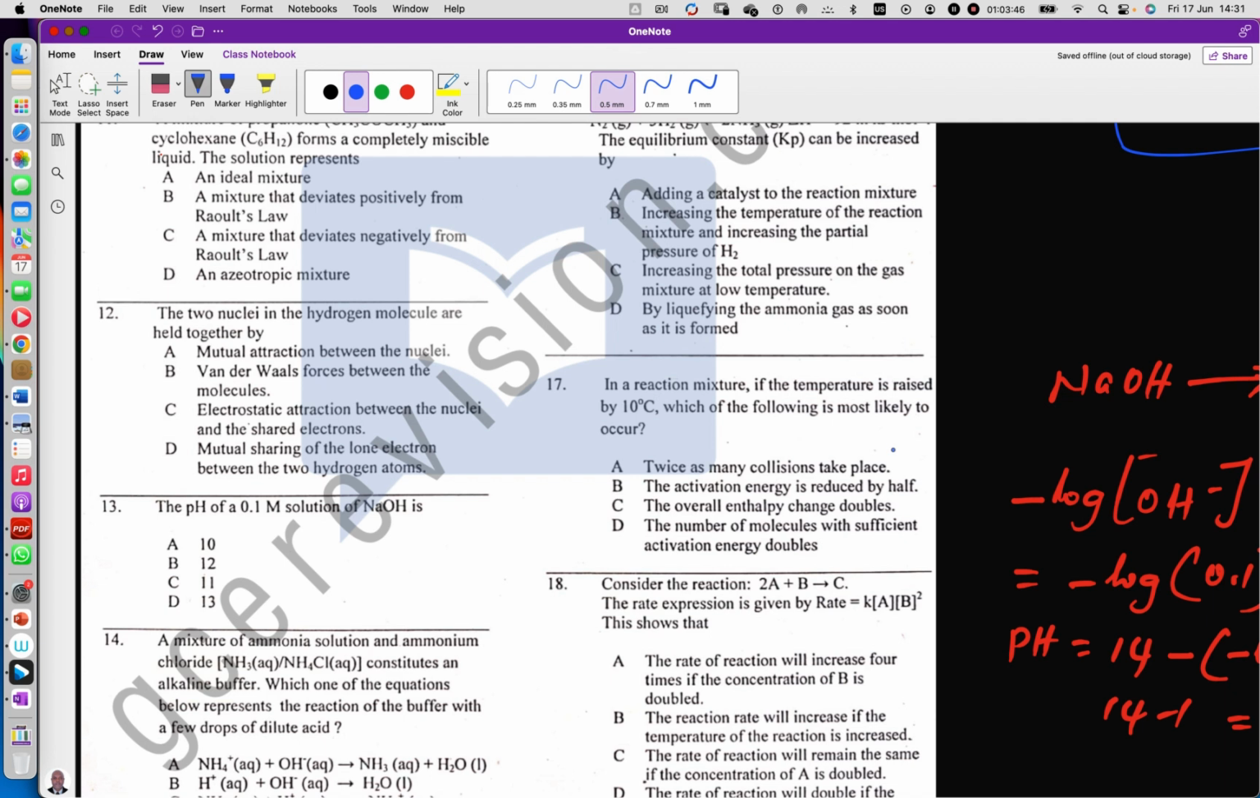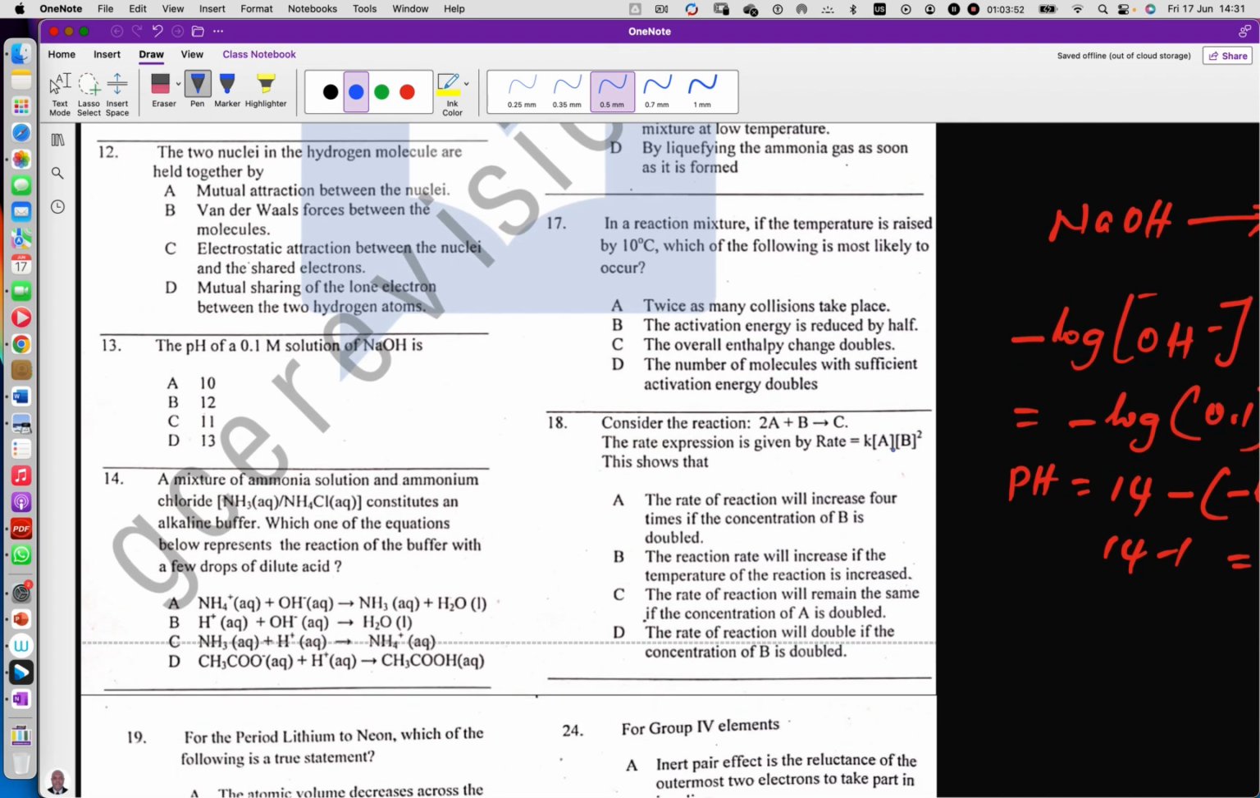Let's go to 18. 18 has to do with reaction rates. Consider the reaction 2A plus B to give C. The rate expression is given by rate equals K, the rate constant, times the concentration of A times the concentration of B squared. Now, we are saying that the order of reaction for B is 2. Increasing the concentration of B will change the rate. The concentration of A will remain the same.